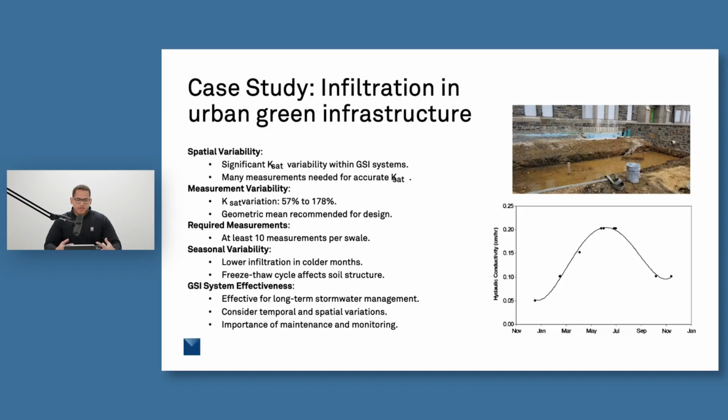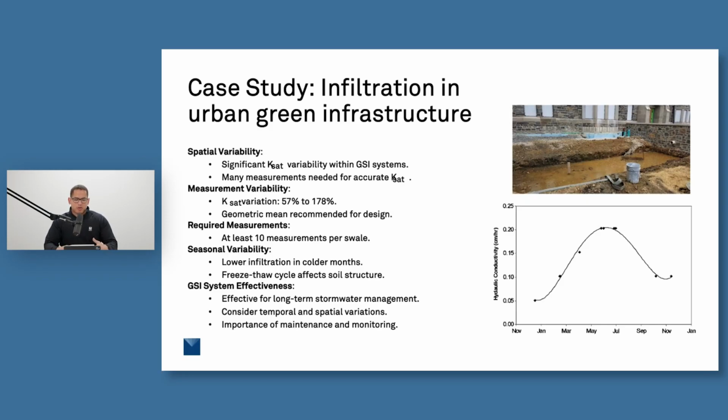So let's dive into what they found and their results. Maybe it's not that unexpected, but they found that spatial variability of saturated hydraulic conductivity, or KSAT, in GSI systems is significant. Of course, this is what we see in natural systems as well, with KSAT values varying widely even within close proximity at a single site. So this meant that a large number of measurements are required to obtain a spatially representative KSAT.